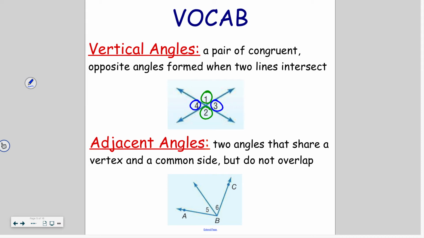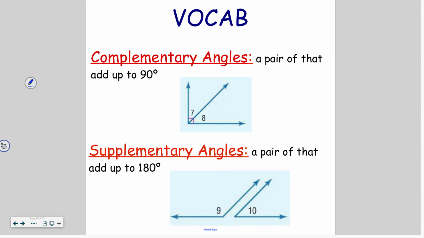Adjacent angles are two angles that share a vertex point and a common side. So we have this middle side that both angle 5 and angle 6 are touching. So angle A, B, D, we'll stick that last point on there, ABD is adjacent to angle CBD. So these two that are touching but not overlapping are adjacent.